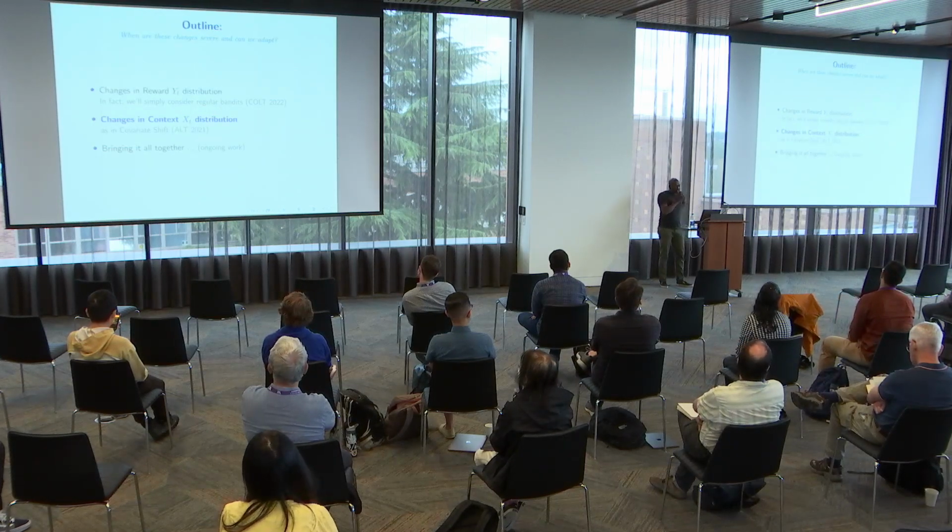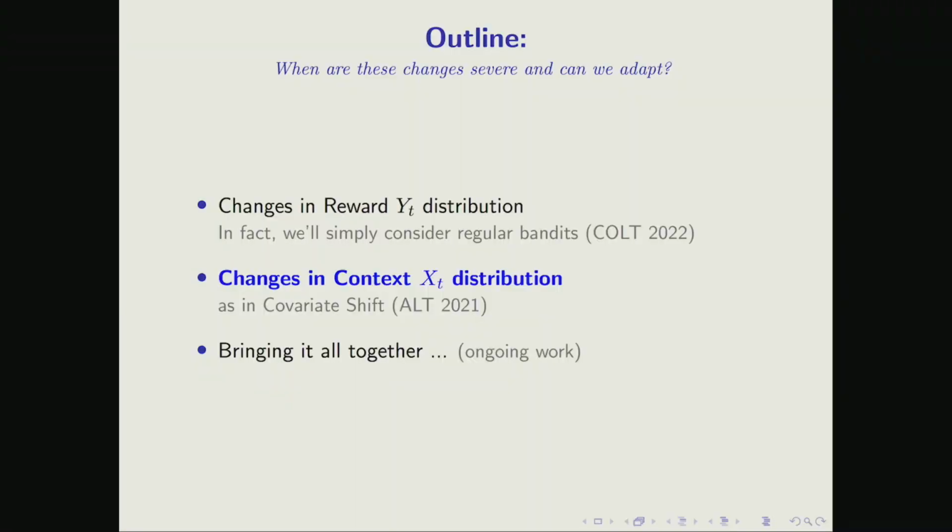All right. So changes in context. We looked at changes in rewards separately. Now we want to look at changes in context. And in fact, we'll take a covariance shift type approach. I'll explain covariance shift in a second. But all I mean by covariance shift is that the conditional rewards given a context remain unchanged, and we just want to understand the effect of changes in the distribution of context.